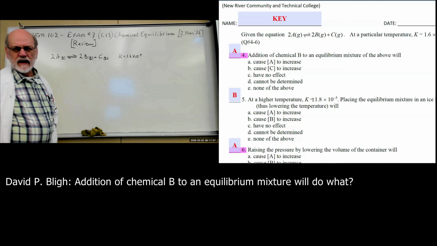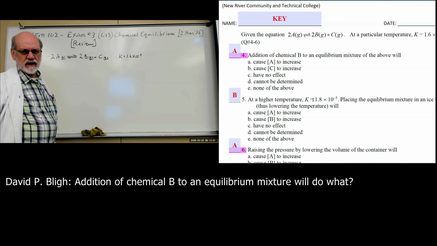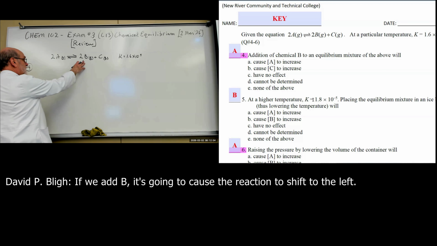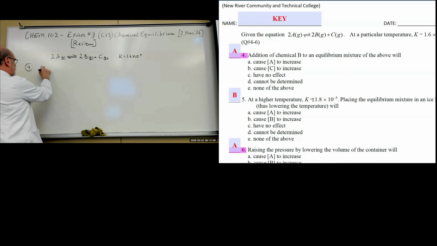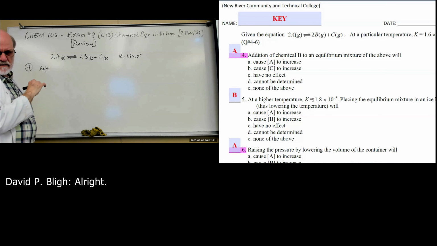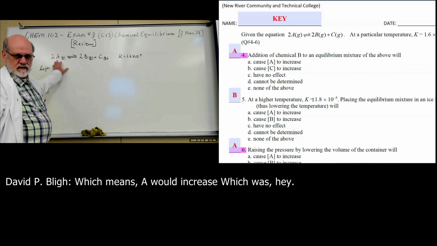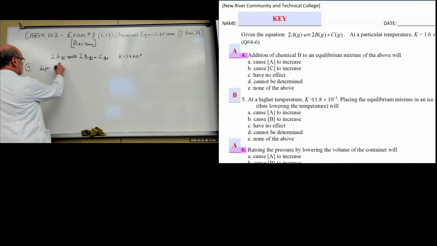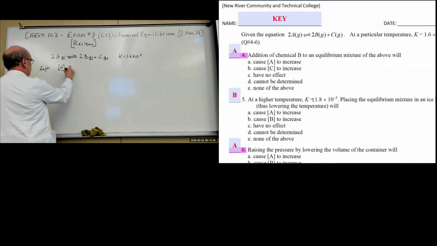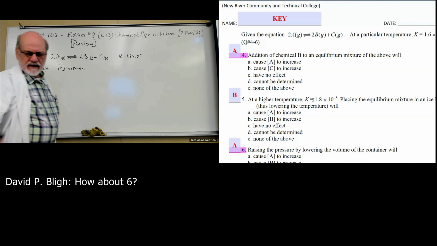All right. Addition of chemical B to an equilibrium mixture will do what? If we add B, it's going to cause the reaction to shift to the left. Which means A would increase. A would increase. Okay. How about 6?